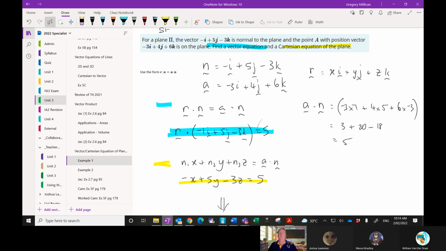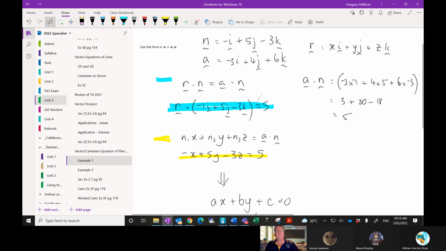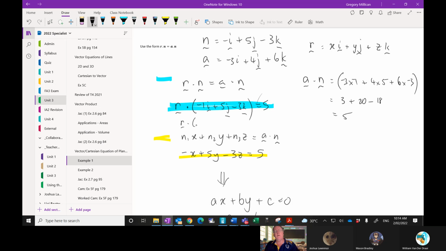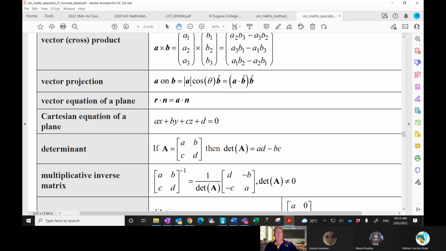That defines it to be vector form. You can write that, all right? So you may see it written sometimes as r dot (-1, 5, -3), and that could also be written as a column vector. It doesn't have to be a row, it could be a column, okay? Equals 5.